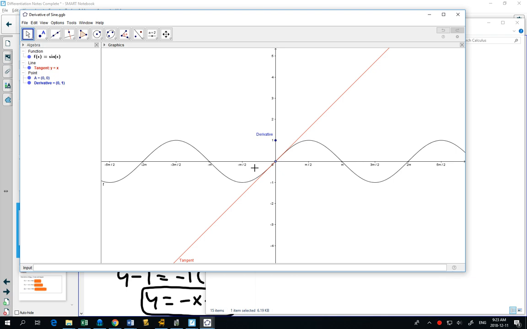At pi, looks like it's going to be a negative slope. So if we drag this along, okay, sure enough, there it's 0.